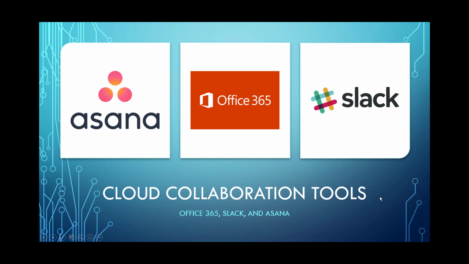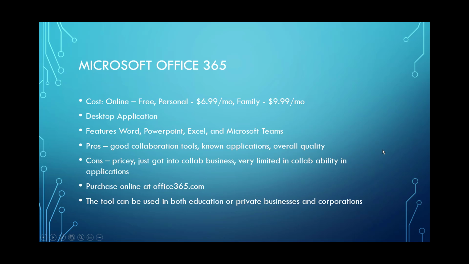So for my cloud collaboration tools, I chose Office 365, Slack, and Asana. So first we're going to go to Office 365 or Microsoft Office 365. Mississippi State actually uses Microsoft Office 365 for all the students, faculty, and staff. So the cost online is actually free, but if you want to download it for your computer, for a personal license, it's $6.99 a month, and for a family license, it's $9.99 a month.